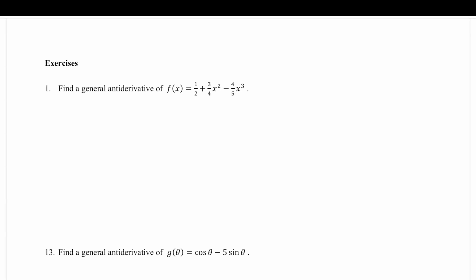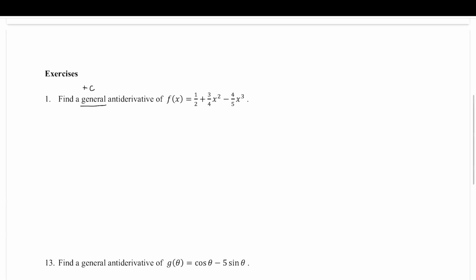So now we're going to do some examples of finding antiderivatives, and I've picked out some exercises from section 4.8 in your text. So in the first case it says find a general antiderivative of this function f of x, and when we see the word general antiderivative we know we're going to have to put a plus c on the end of whatever antiderivative we find.